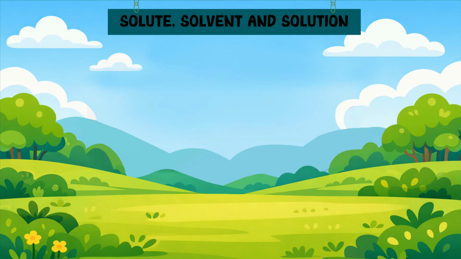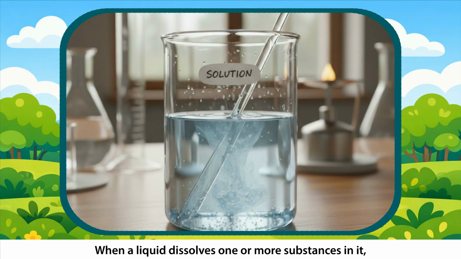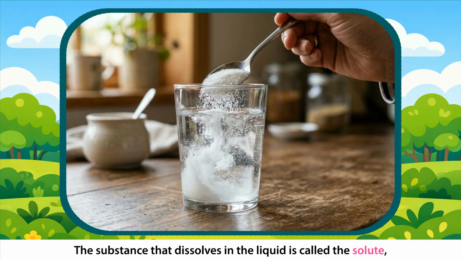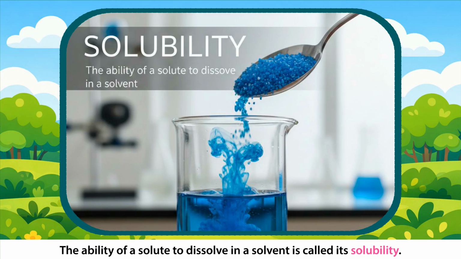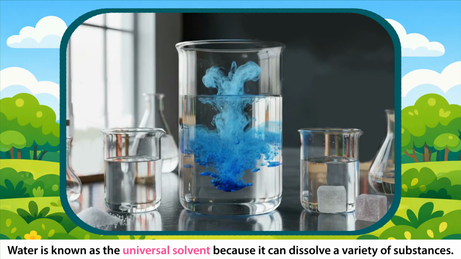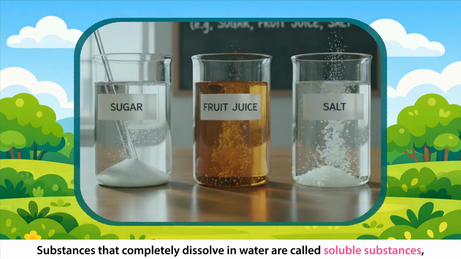Solute, solvent, and solution. When a liquid dissolves one or more substances in it, the mixture formed is called a solution. The substance that dissolves in the liquid is called the solute, and the liquid in which the solute dissolves is called the solvent. The ability of a solute to dissolve in a solvent is called its solubility. Water is known as the universal solvent because it can dissolve a variety of substances.